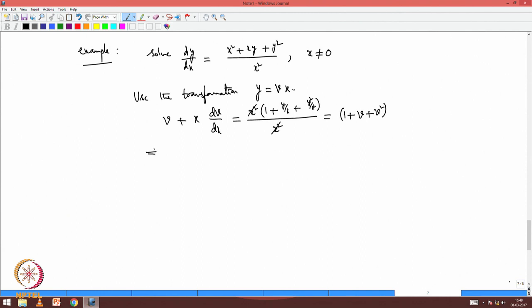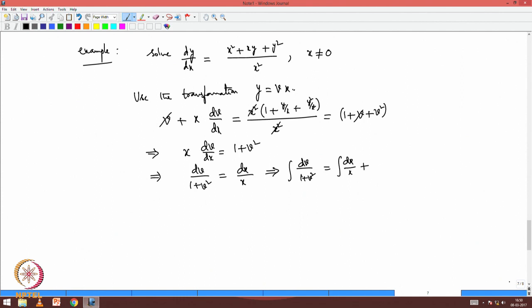So this implies, now you take the left hand side and right hand side, you can write x dv by dx equal to 1 plus v square, because y we cancel on both sides. Now the variables are separated, you can rewrite one side all the v variables, other side only x variables. Now you can integrate both sides, integration will give you dv by 1 plus v square equal to dx by x plus c, where c is an arbitrary constant. So this is actually your general solution.